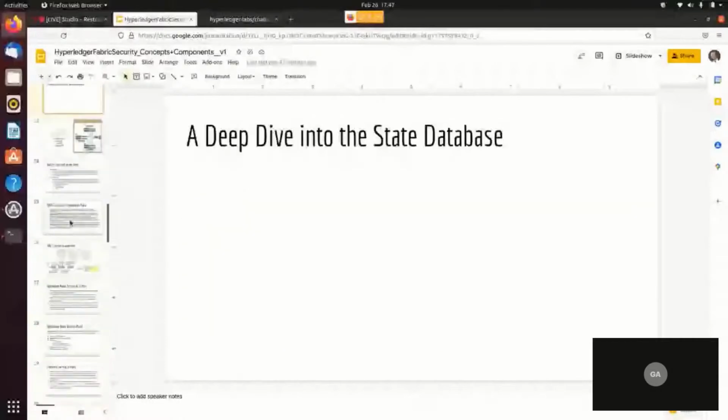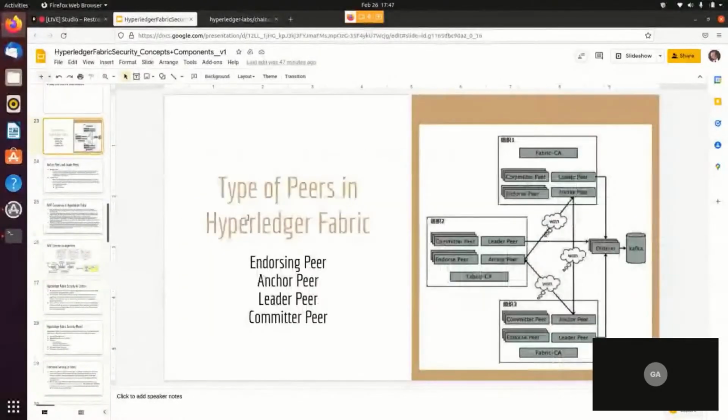I'm just going into the types of peers. Like I mentioned, endorsing peer is the peer which directly interfaces with the clients or SDK. And then there is anchor peer which does the communication with the other peers. Then there is a third type of peer known as leader peer, and fourth is the committer. Every peer is a committer.